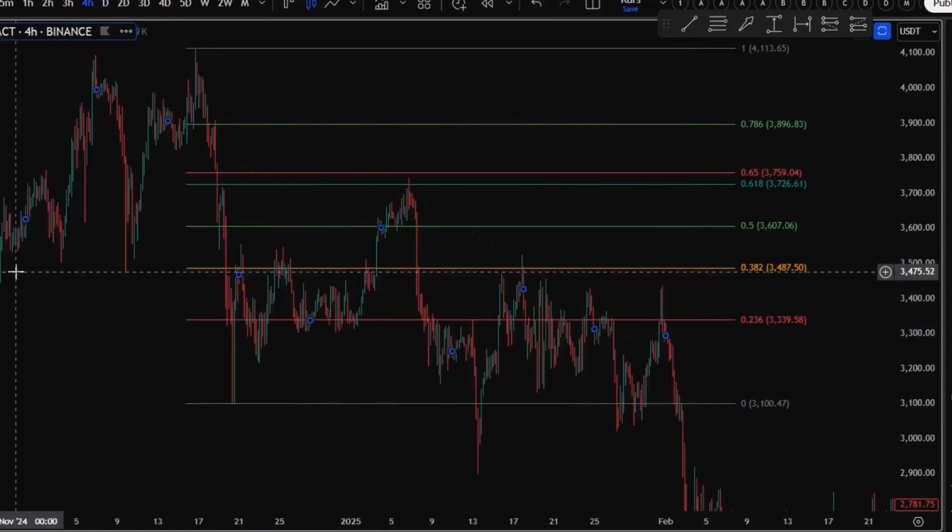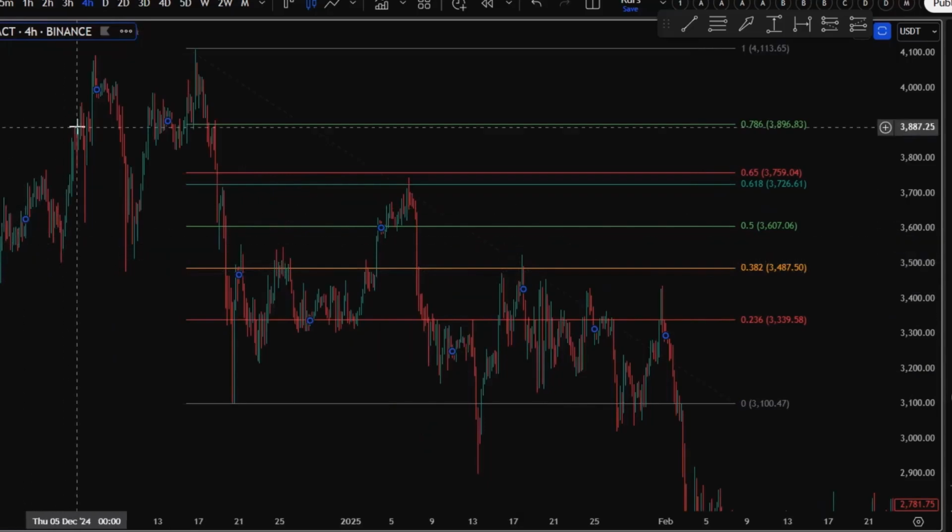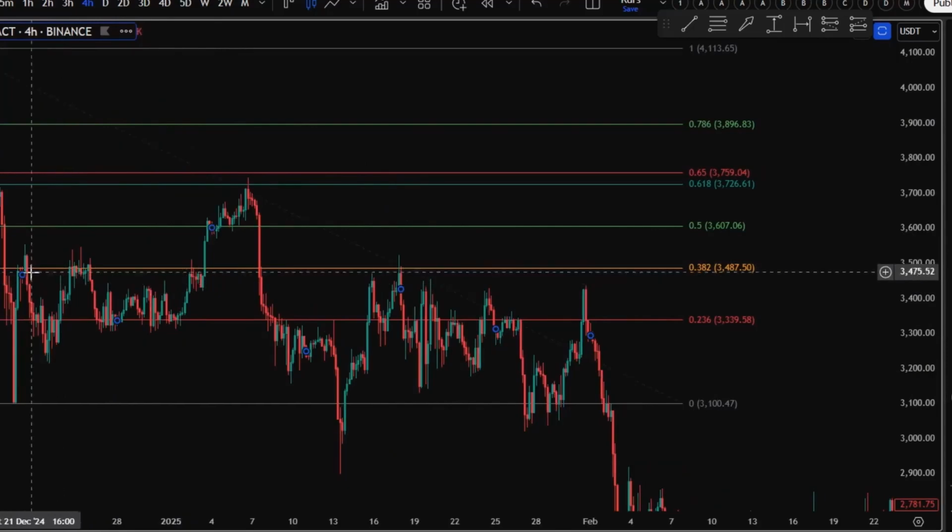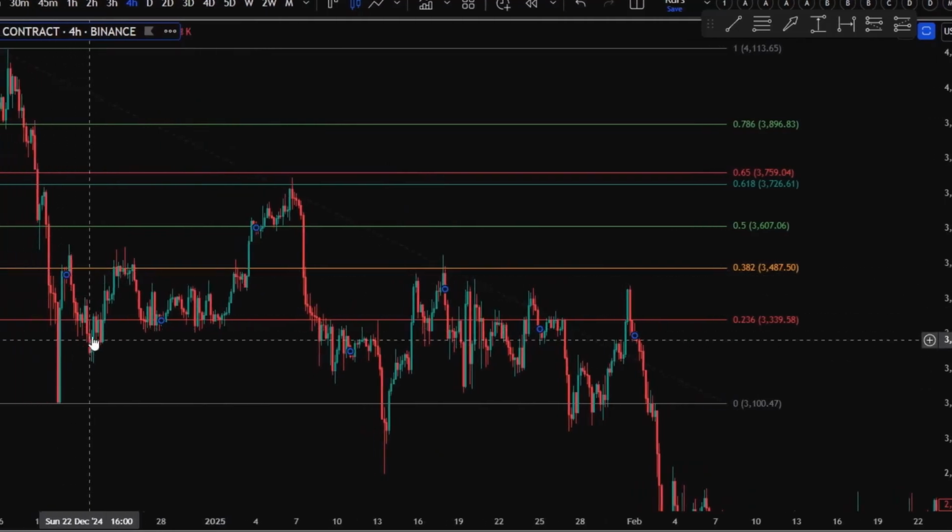The chance here at 0.382 is not that small. We had a low here. We had a low here. These were our highs. You could already test this. Short a little here. Yes, maybe to the next retracement level.